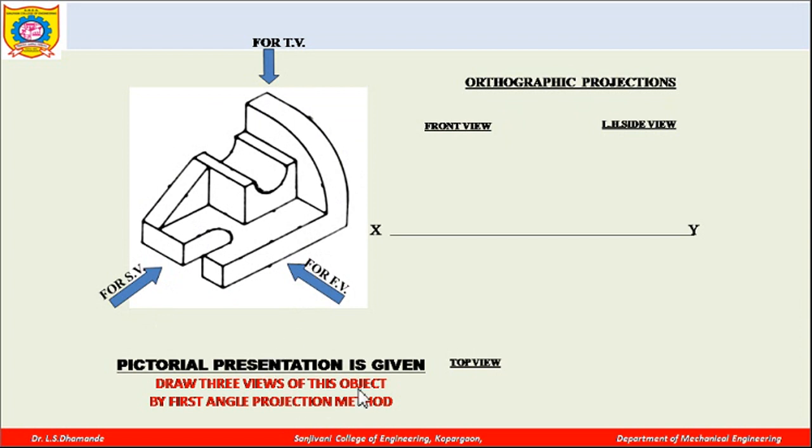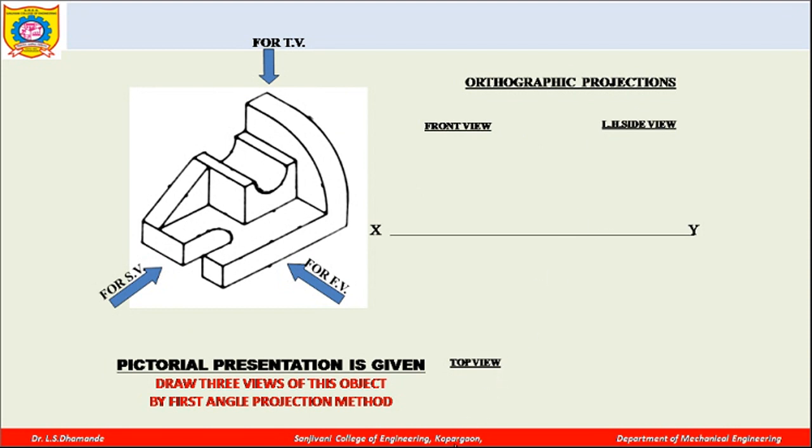In the first angle method of projection, your front view will be above the xy line, and the top view will be below the xy line, as this xy line is the intersection of the vertical plane and horizontal plane. The left hand side view of this object will be on the right side of the front view.